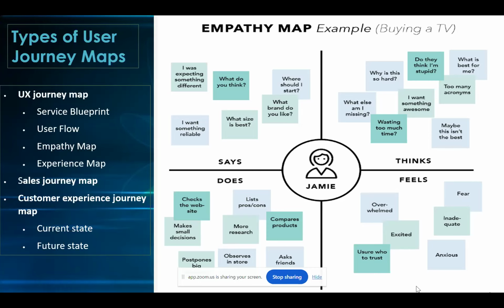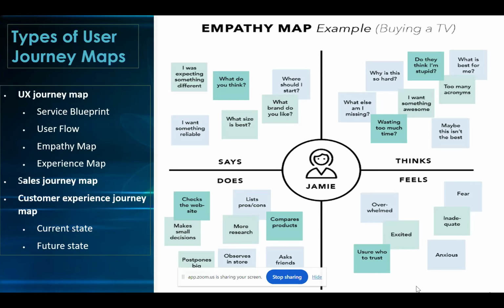So, different kinds of user journey maps. There's the user experience. UX means user experience. UI means user interface, or user interaction interface, actually. So UX is user experience journey map, and there are different kinds, which are service blueprint maps, user flows, empathy maps, experience maps. I have a few examples on my slides and I'll show you.